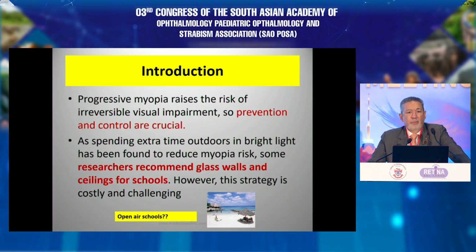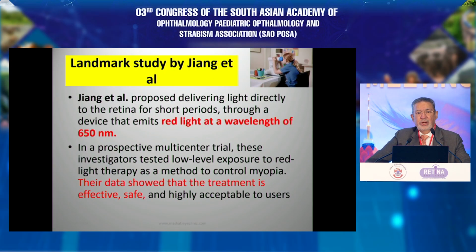So progressive myopia, we know, raises the risk of irreversible visual impairment. So prevention and control are crucial. We know that we should be spending more time outside to reduce myopia risk. In fact, some researchers said that if we can't take the children outside, let's make glass walls and glass ceilings so that more light will come in. However, this strategy is costly and challenging. We could also all sit in the golf course and have our schooling there in the brilliant sun, but that is not very practical. So there was a landmark study by Jiang et al.